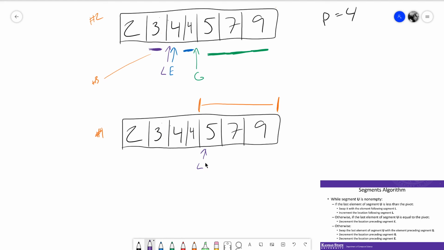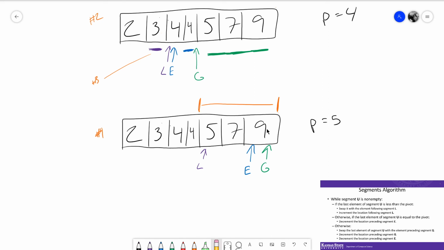finding segment L, or the location immediately following segment L. Then we need our segment E and our segment G, which are both here at the end. Our pivot point in this case, we're just going to stick with picking the first element in our segment. And so that would be 5. Now, with segment 5, we're going to look at everything over here on the right.